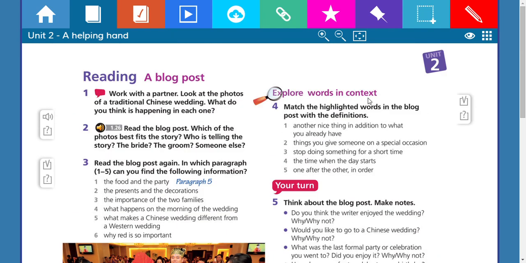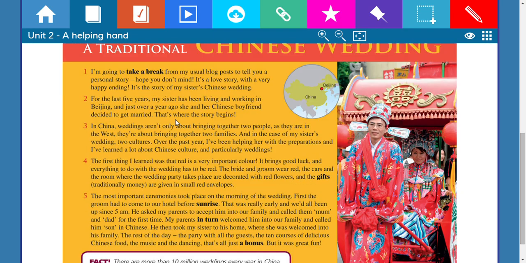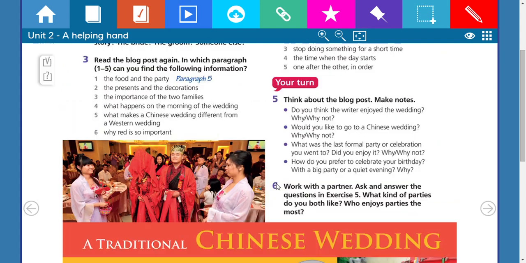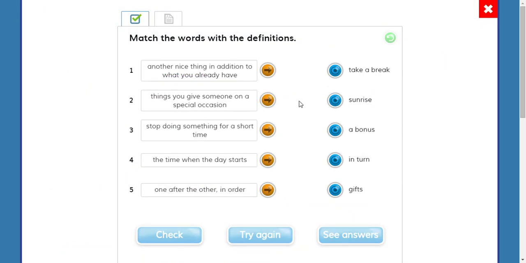Explore the words in context. Okay, listen. Here you have some words in bold, no? If you say in Spanish in negrita: take a break, gift, sunrise, in turns, a bonus. Okay, the idea is to match the definitions with the words. For example, another nice thing in addition to what you already have, extra. Aha. You can say a bonus.